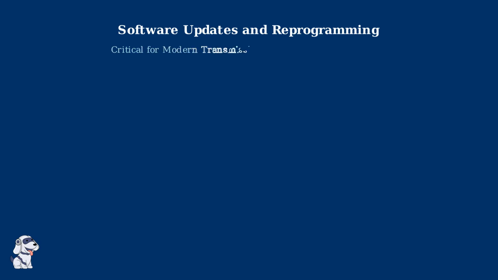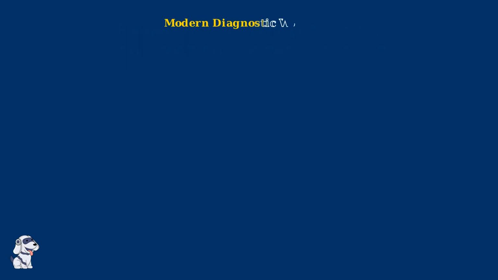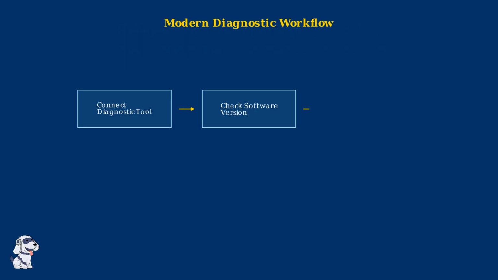Software updates and reprogramming have become critical components in modern transmission repair and optimization. As transmissions become more electronically controlled, keeping diagnostic software current is essential for accurate diagnosis and proper repair. The modern diagnostic workflow begins with connecting your diagnostic tool to the vehicle. However, before proceeding with any diagnosis, it's crucial to verify that your diagnostic software is running the latest version available.